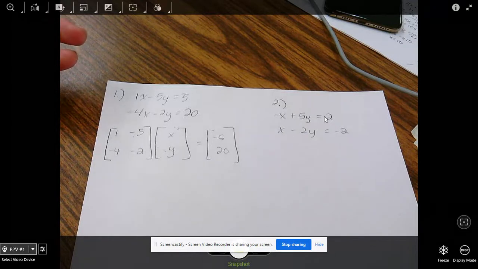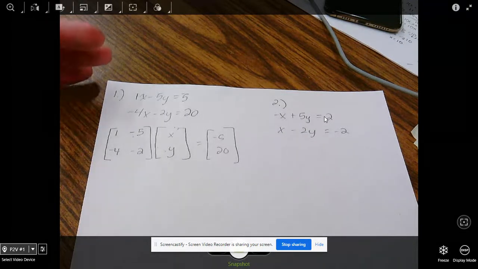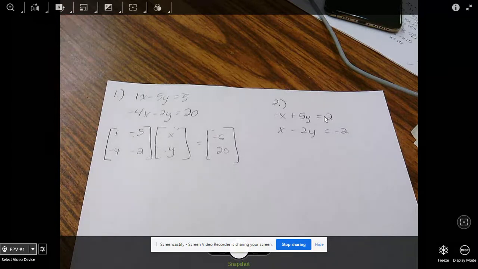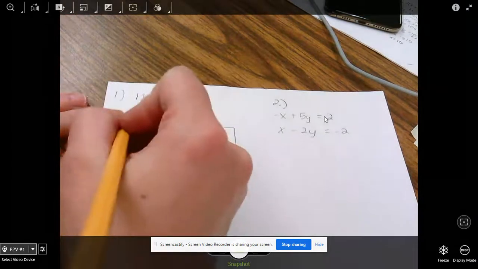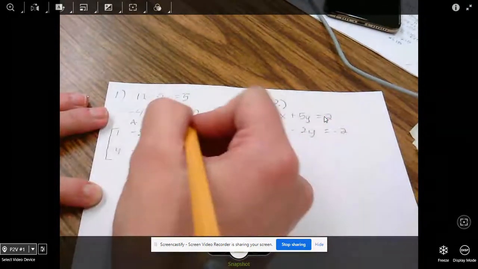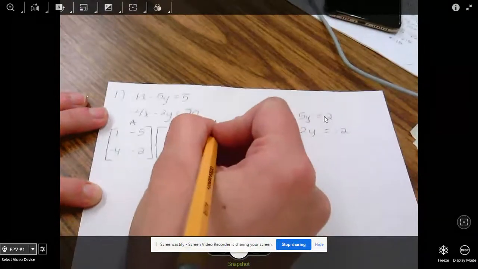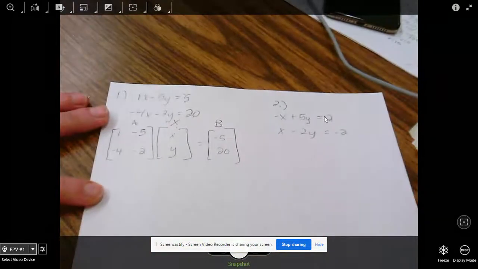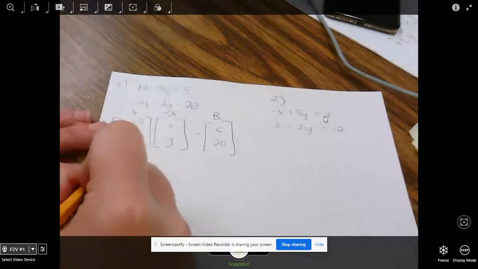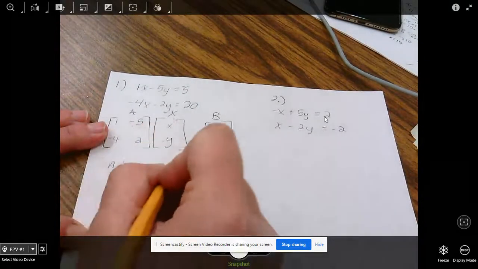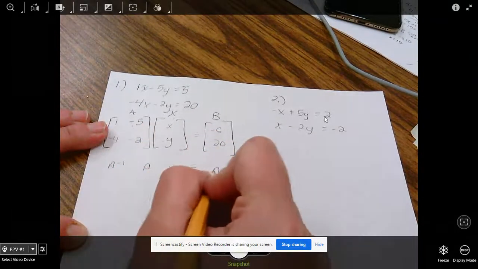There's only multiplication. So you use the multiplicative inverse to get rid of it. So I'm going to call this matrix A. I'm going to call this matrix X, and this is matrix B. So how do you get rid of matrix A? I want A inverse. But what I do to one side, I have to do to the other.